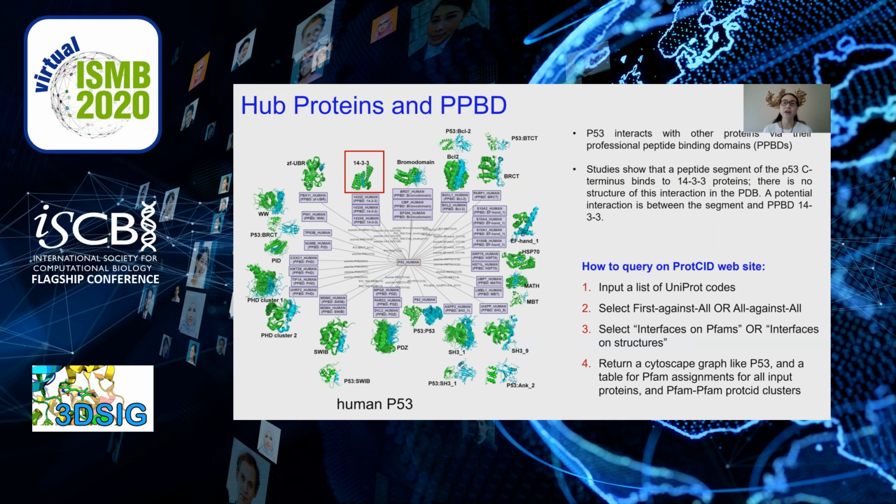Studies show that a peptide segment of the P53 C-terminus binds to 14-3-3 proteins, but there is no structure. So a potential interaction is between the P53 segment and the PPBD domain 14-3-3.